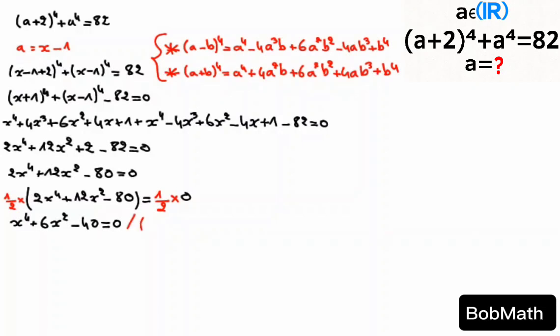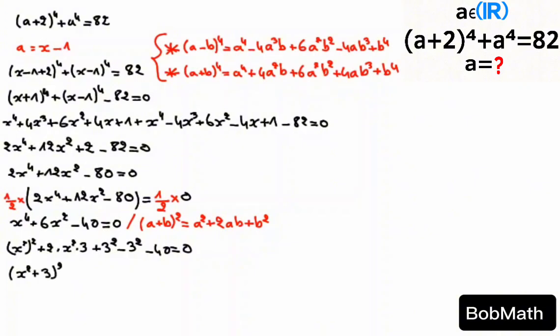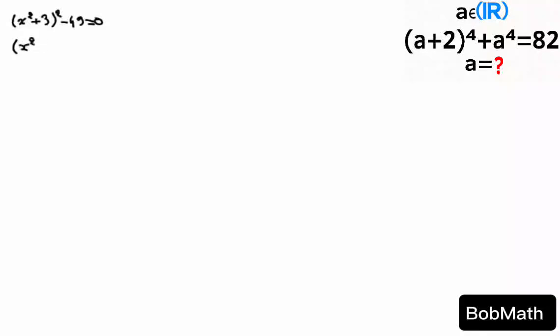And we know that (a + b)^2 = a^2 + 2ab + b^2. Now we will try to find these properties in this example. So (x^2)^2 + 2 times x^2 times 3 + 3^2 - 3^2 - 14 = 0. Therefore (x^2 + 3)^2 - 9 - 14 = 0. And therefore (x^2 + 3)^2 - 49 = 0. Therefore (x^2 + 3)^2 - 7^2 = 0.